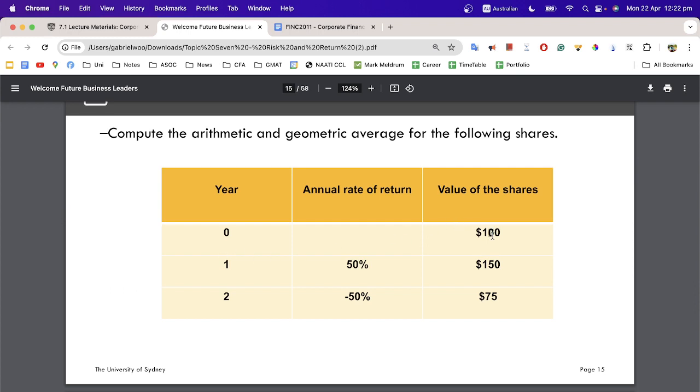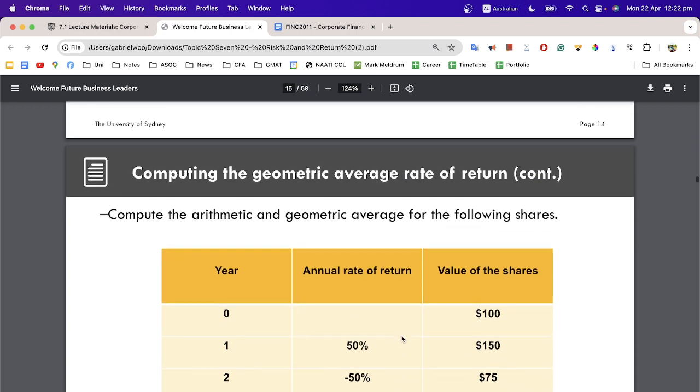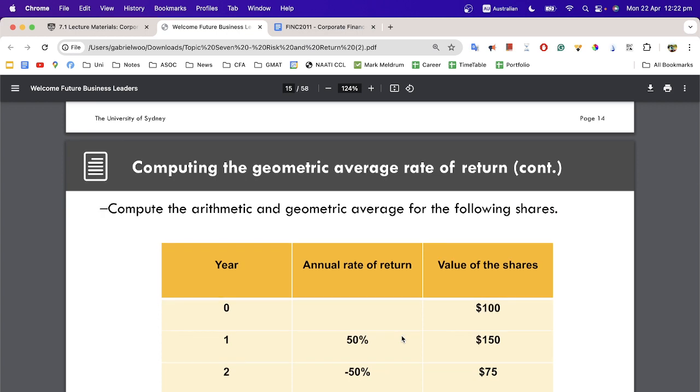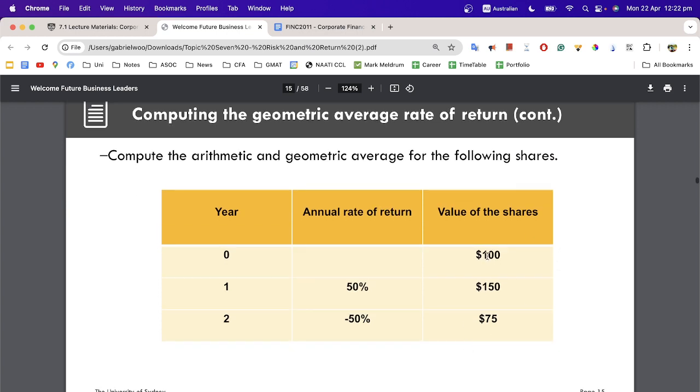If you have a $100 investment starting off at year 0, you have a 50% increase in your investment portfolio, and then a 50% decrease in your investment portfolio. What you would get is a 0% arithmetic return. However, in reality you lost 25% of your portfolio. So even though you lost 25%, the arithmetic mean would show a 0% effect, which is not really reflective of reality.